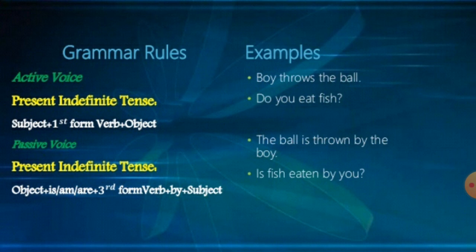Now, how to change into passive voice? The object becomes the subject, that is object plus is, am or are, and the third form of the verb plus by plus subject. The ball becomes the subject here. The ball, since it is singular, we are adding is. The ball is thrown. The preposition by is added. By whom? By the boy. We will see the second example.